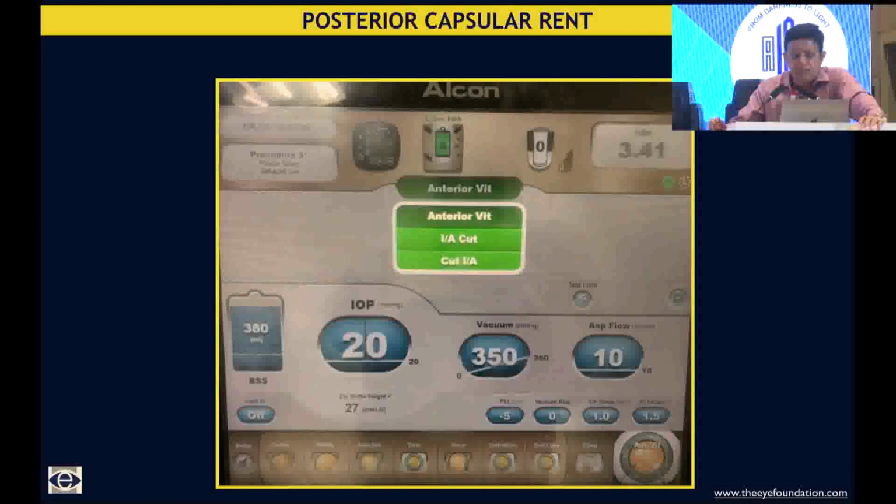Most of these machines come with an anterior vitrectomy, and that's the first step. What exactly does it mean? In the first step, you only have irrigation. As soon as you go to the second step, both the cutting as well as irrigation, aspiration is activated. Now, with most modern machines, you have this IA cut and cut IA mode. When you are dealing with vitreous, essentially what you need to go on is a cut IA mode, where you cut the vitreous, then aspirate. First step is only irrigation, second step is cutting, third step is aspiration.